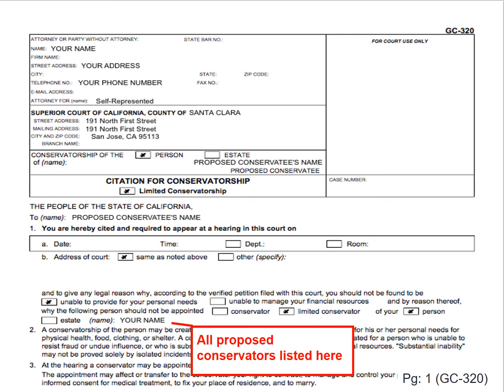In the caption, make sure the petitioner's name and contact information is correct. Make sure that the court's address is correct as shown on the slide. In the caption, the box next to person should be checked and the name of the conservatee listed. Also check the box in the caption next to limited conservatorship. Under the caption, next to name, write in the name of the conservatee. At item 1B, check the boxes next to same as noted above, unable to provide for your personal needs, limited conservator, and person. Then write in the names of each conservator as shown on the slide.